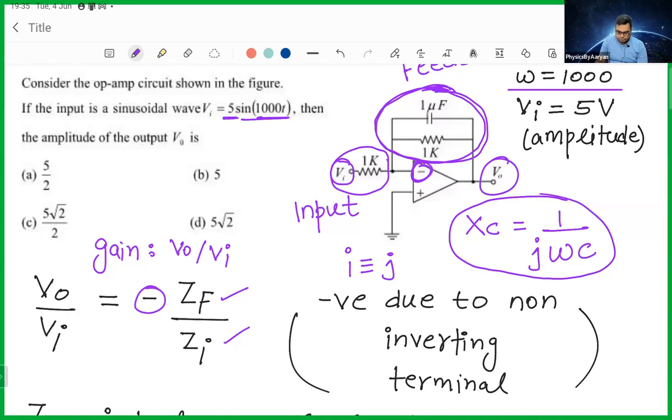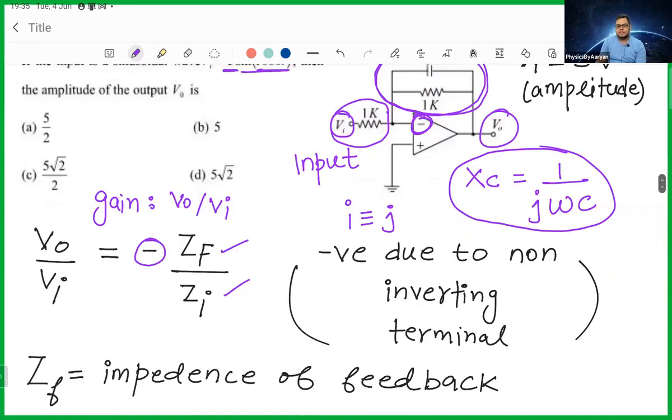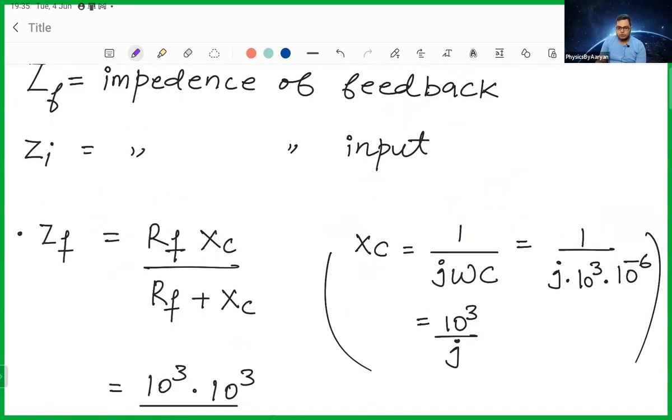So if two elements are in parallel, then how do you find the resistance? R1 R2 by R1 plus R2. So one is the resistor, another is the capacitor. So RF into XC divided by RF plus XC. So let's first find XC. What is XC? XC is defined as 1 by J omega C.